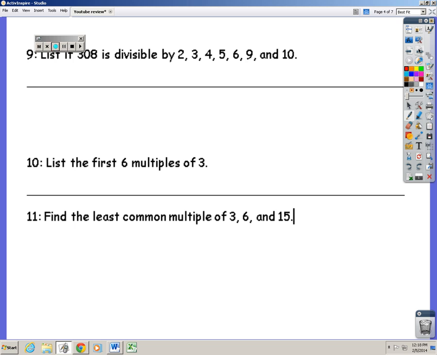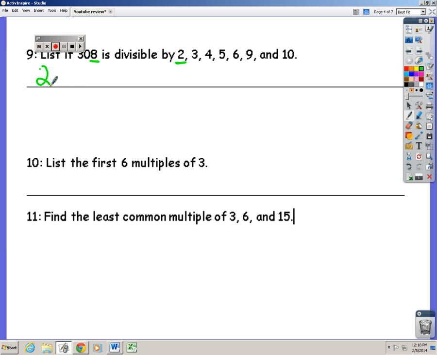Next problem is number 9. List if 308 is divisible by 2, 3, 4, 5, 6, 9, and 10. So now we have to check all of these. So first, I'm going to check 2. 2, again, our rule, if it's even, I look at our number. Yes, it's even, so I'm going to list down 2.